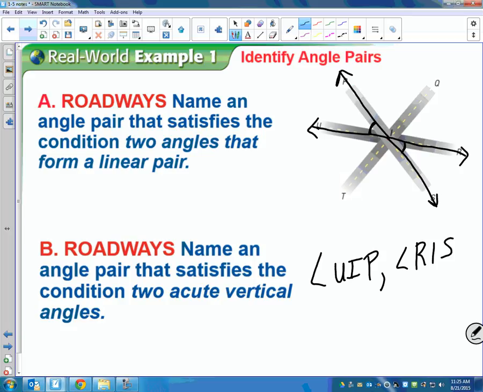So if we stick with her answer here, anybody find an angle there that would be a linear pair to UIP? PIQ. What do you think? Does that make a straight line? No. What do you think, Chandler? QIR would be over here. Yeah. Does this angle and this angle?